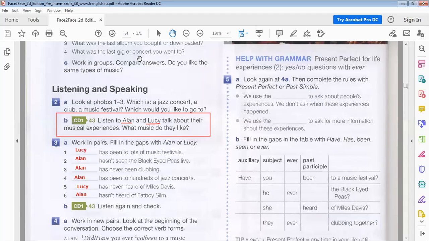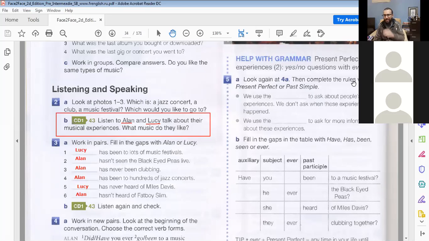Okay, who has heard of Fatboy Slim here? Who's heard of Fatboy Slim? Anybody heard of Fatboy Slim? Sohaib, have you heard of Fatboy Slim? I see his page on YouTube. Just I don't hear. Ah, okay, okay. What about Miles Davis? Have you heard of Miles Davis?